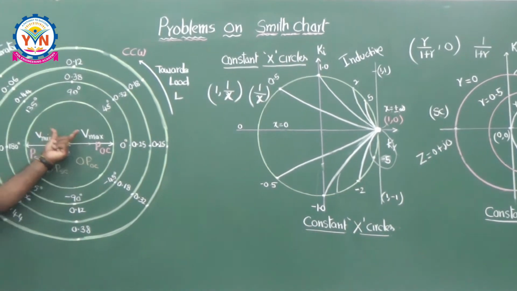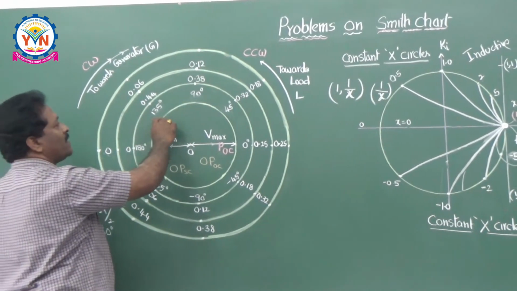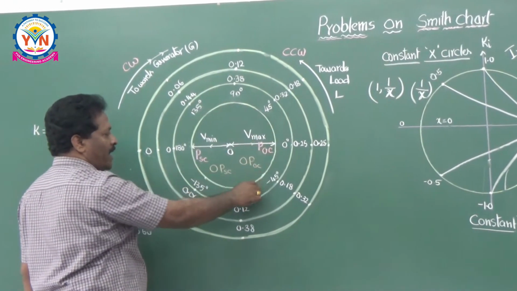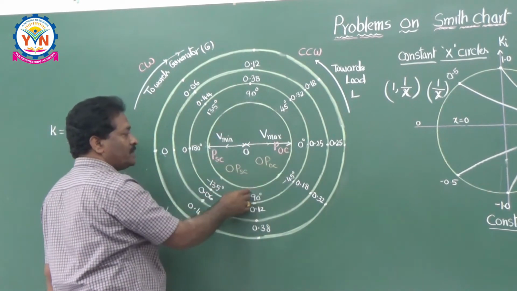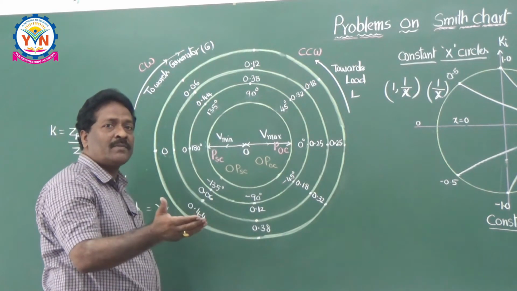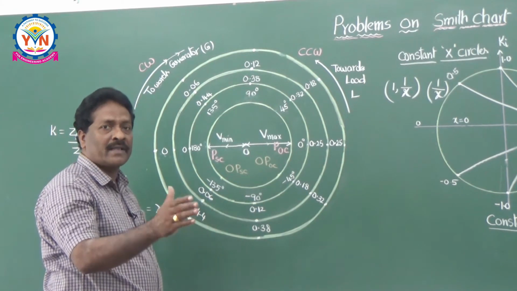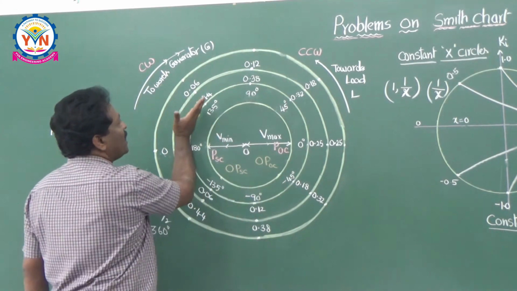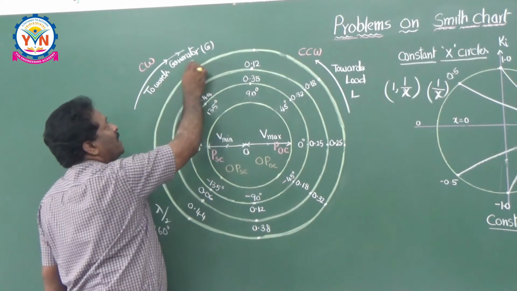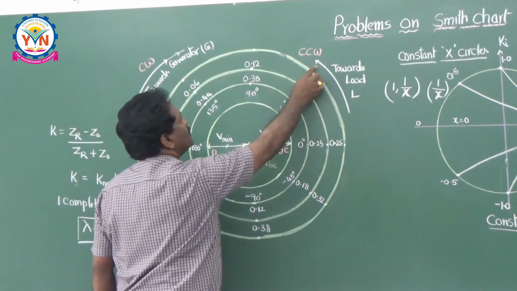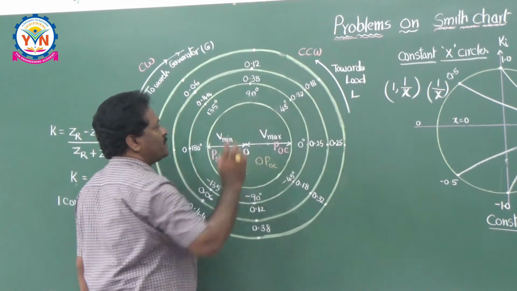Coming to this diagram, once again I am telling you, there are three scales here. The inner one is a protractor which tells the angle of the reflection coefficient, because the Smith chart is the graphical representation of the reflection coefficient in the complex plane. The other scales tell about the distances towards the generator as well as towards the load. These distances are always given in terms of lambda.